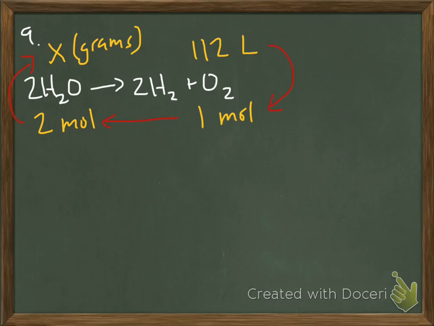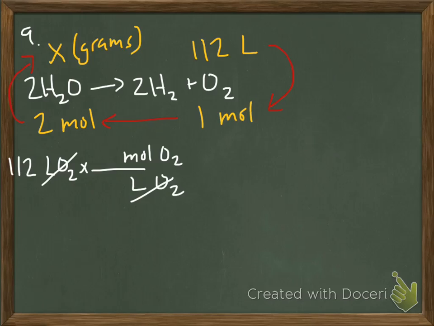Okay, where were we? Let's solve this thing. We're ready to solve it. Let's start with what we know. We have 112 liters of O2. Let's go to moles of O2. There are always 22.4 liters in 1 mole. That is always the conversion factor between moles and liters.